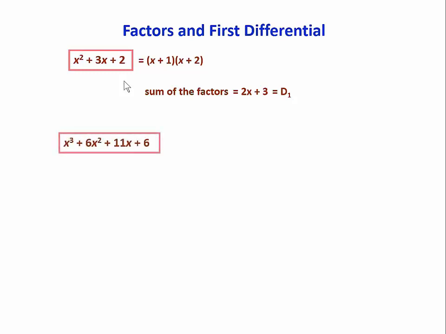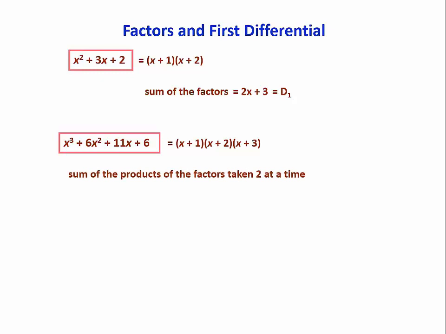A similar thing happens for a cubic. This particular cubic factorizes like this, x plus 1 times x plus 2 times x plus 3. And if we take the sums of the products of the factors taken 2 at a time, that means we take either the first pair or the last pair or the 2 outer ones, like this. If we take the first pair, the product comes to this. If we take the last pair, the product comes to this. And if we take the product of the first and last, we get this. When we add those up, we get 3x squared plus 12x plus 11, which is the first differential.